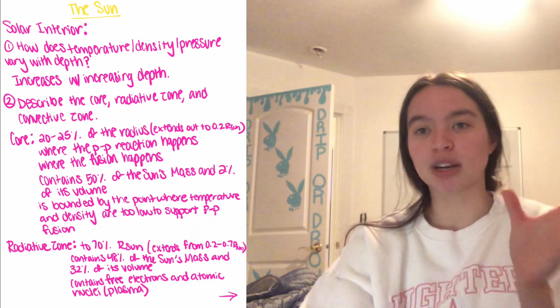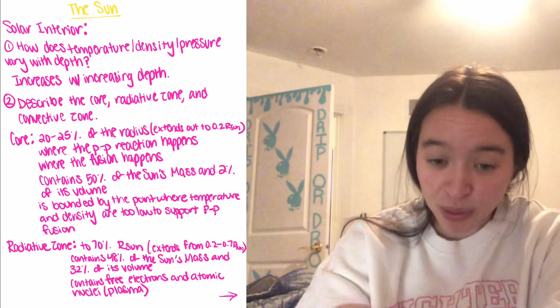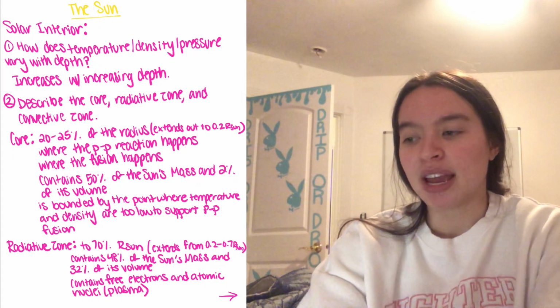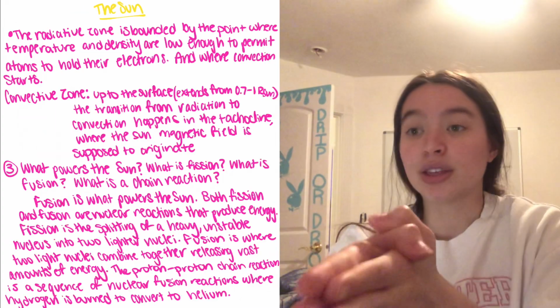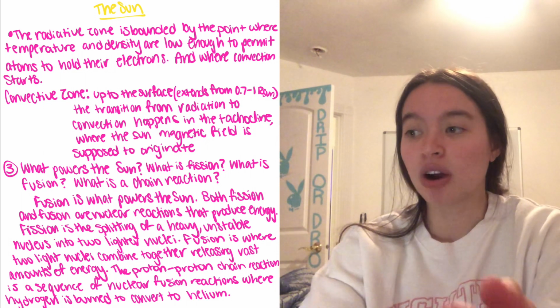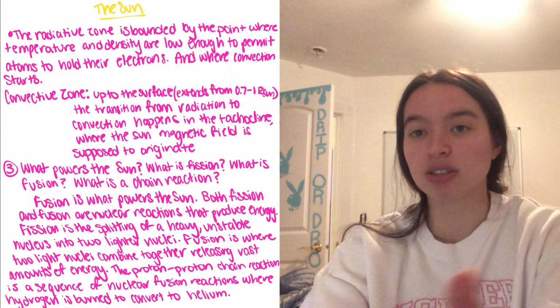Next, we get into the radiative zone, and this is up to 70% of our sun. So it extends from 0.2 to 0.7 of the sun's radius. This contains 48% of the sun's mass and 32% of its volume. It also contains free electrons and atomic nuclei, so plasma. The radiative zone is bounded by the point where temperature and density are low enough to permit atoms to hold their electrons, and this is where convection starts.